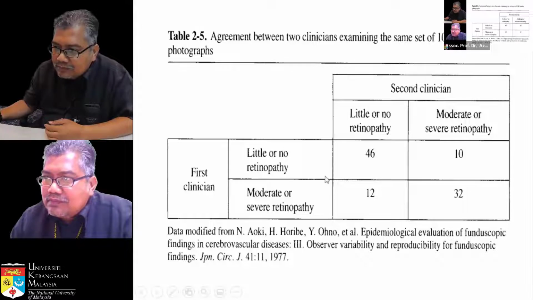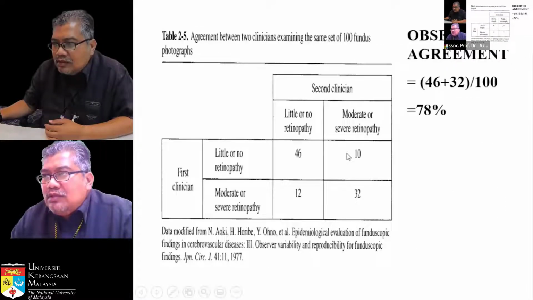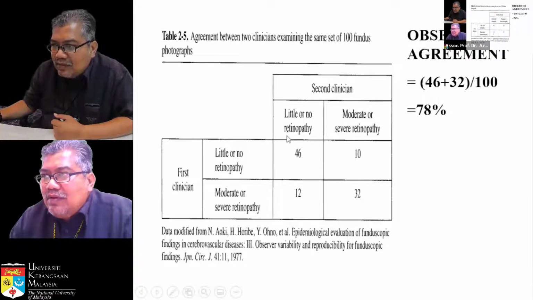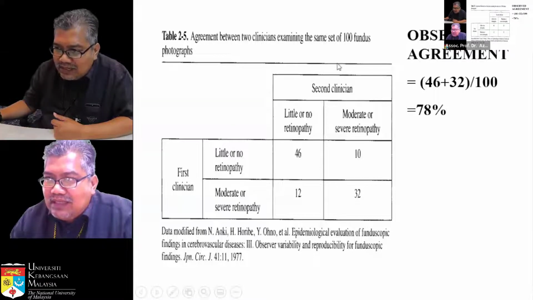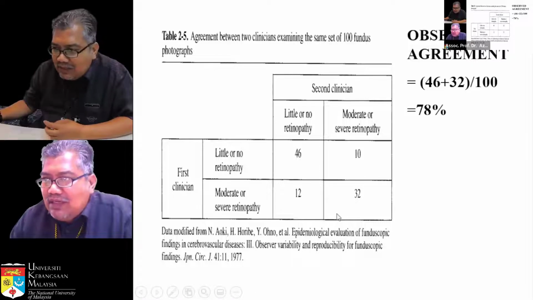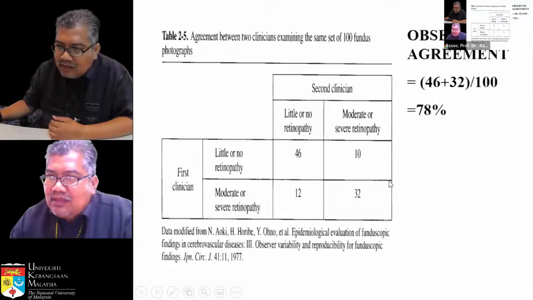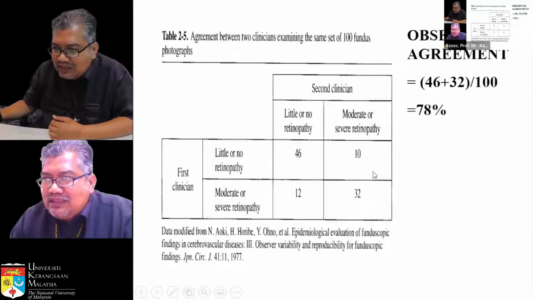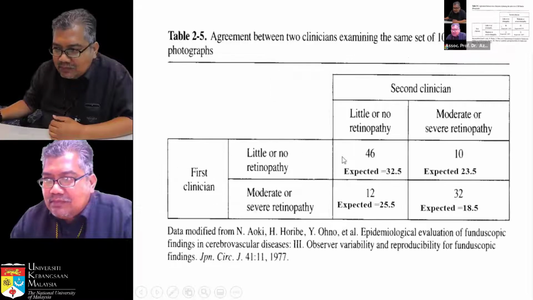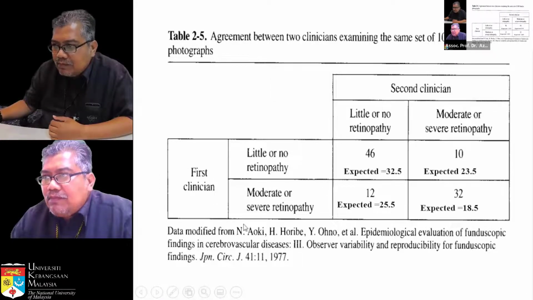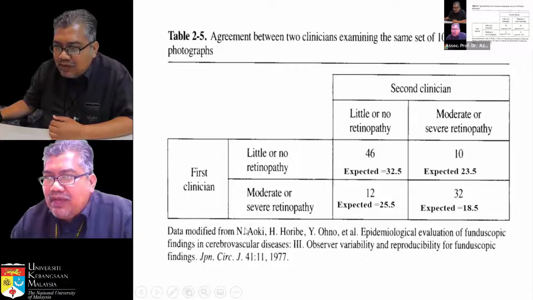Looking at the data for the two clinicians looking at the 100 fundus photographs, the level of agreement is quite low. Why? 46 plus 32, you combine these two, is 78. So 78%. The observed agreement is only 78%. So what happens now?